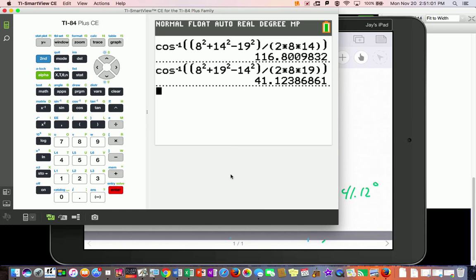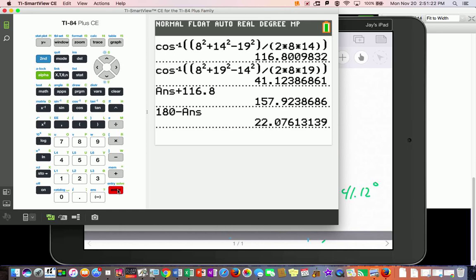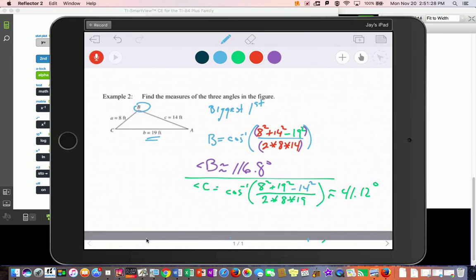So if you add your two angles together, 41.12, and I can add to it 116.8, and then if I do 180 minus that answer, .08, I guess. So this would be angle A. It was 180 minus 116.8 and the 41.12.